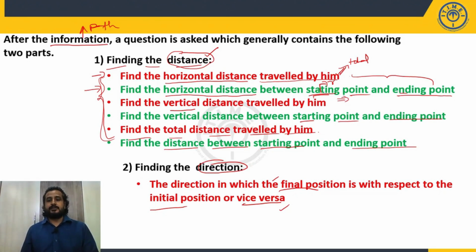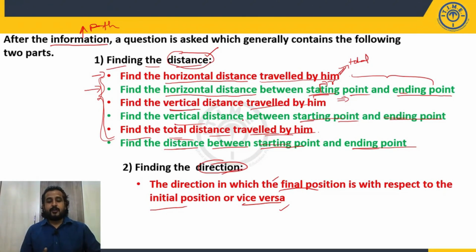Find the horizontal distance traveled by him. Find the horizontal distance between starting point and ending point. Vertical distance traveled by him, vertical distance between starting point and ending point, total distance traveled by him, distance between starting point and ending point, and find the direction.